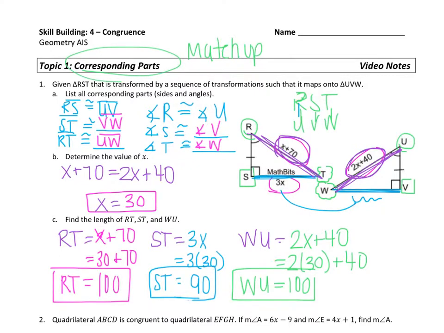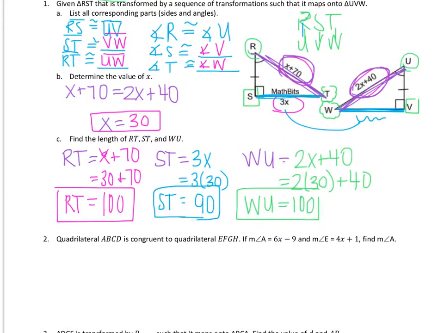Okay, so I found x is 30. By solving x plus 70 equals 2x plus 40, I found x is 30. Plugging that into each of the expressions for each of the lengths that were asked for, RT, ST, and WU, I found that RT is 100, ST is 90, and WU is 100. So now moving on to question 2.